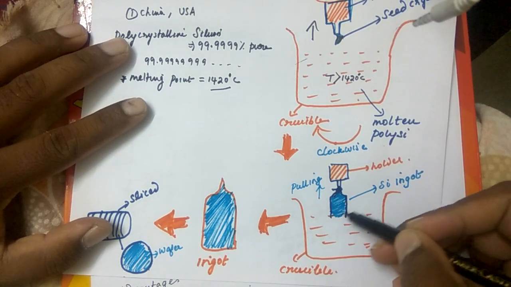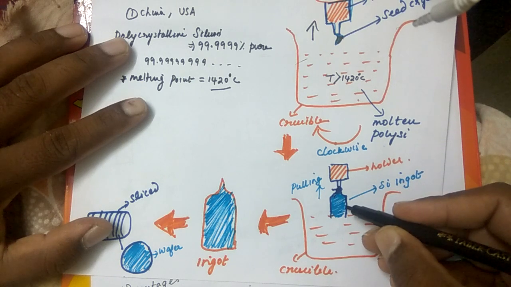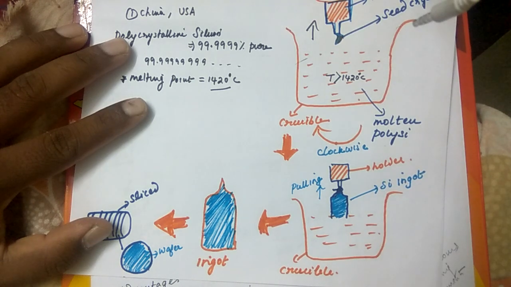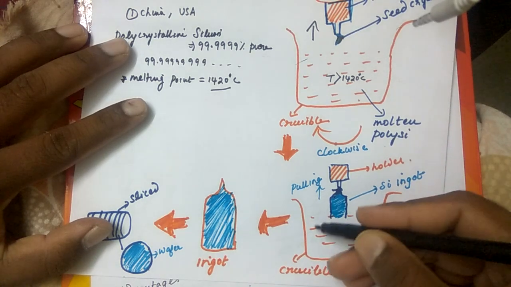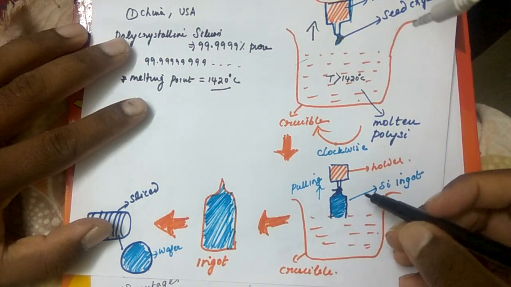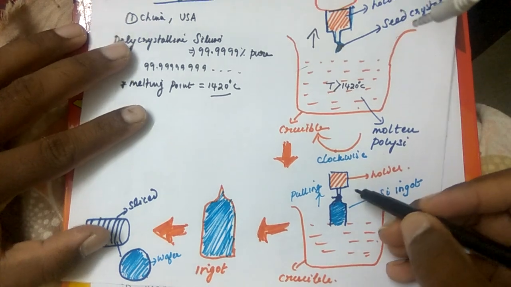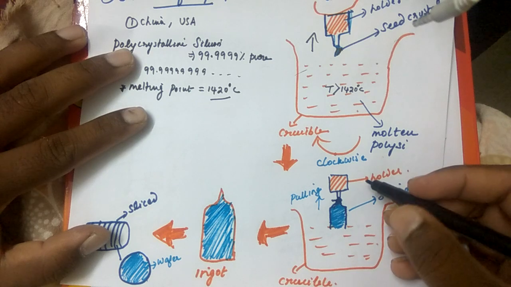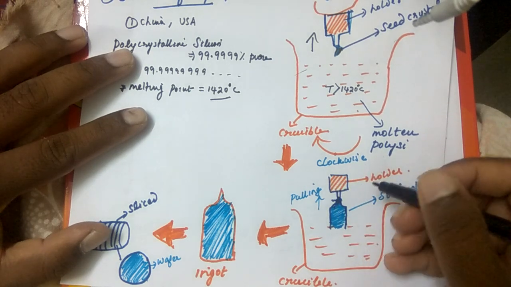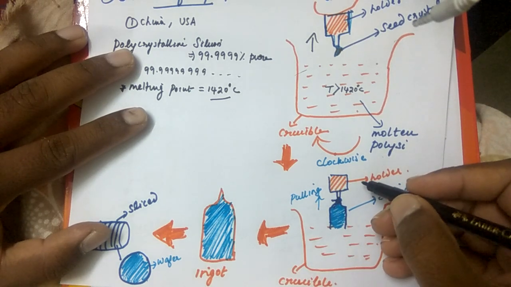The size of the silicon that is mounted up from the molten silicon is decided by the rate at which I rotate the holder. So this holder is rotated.